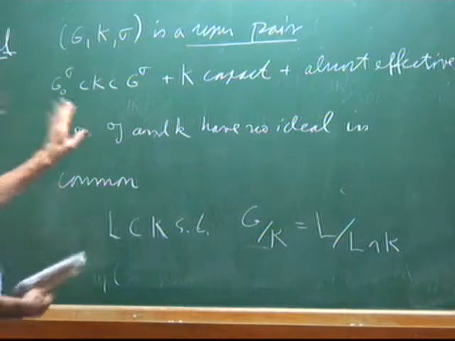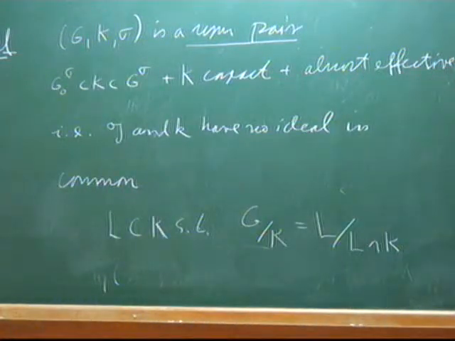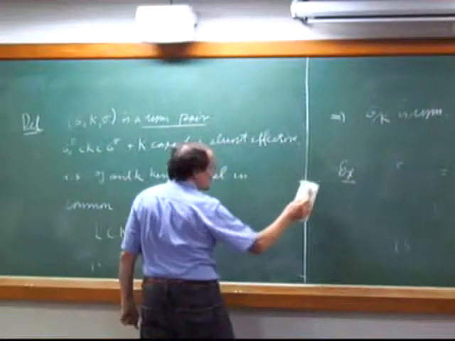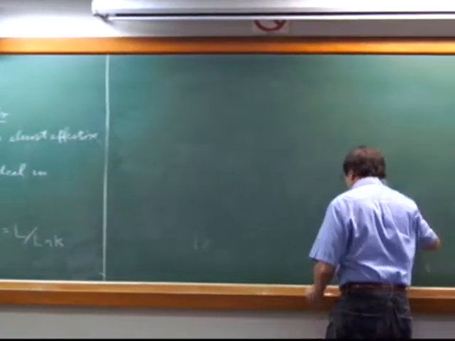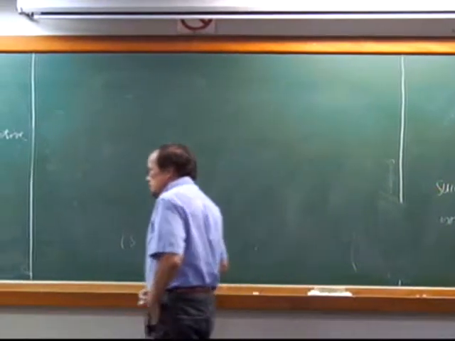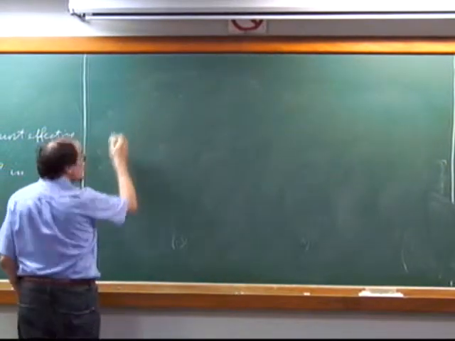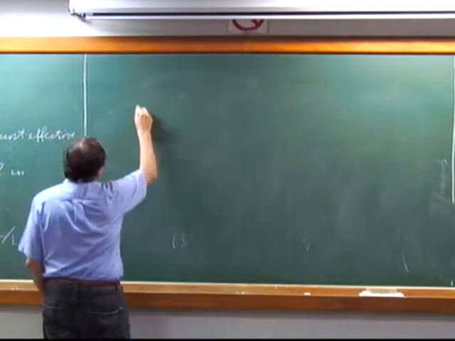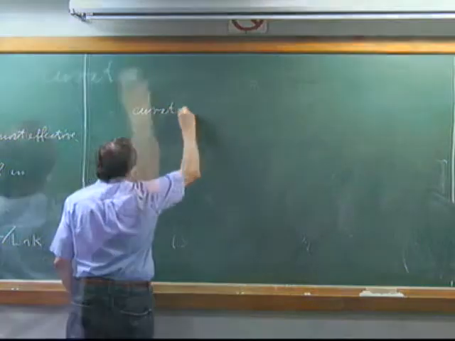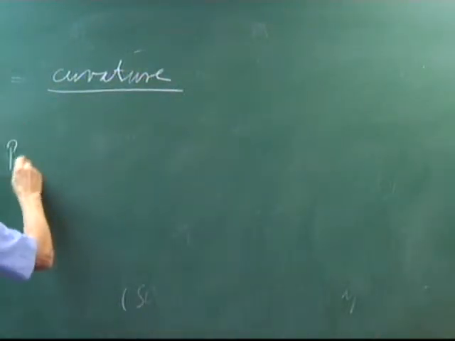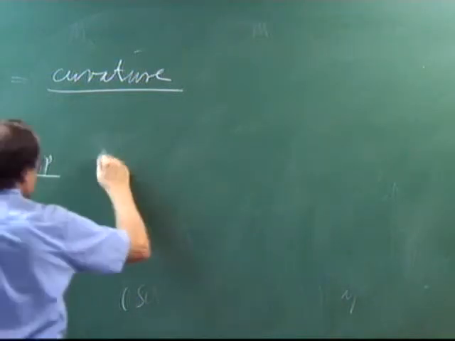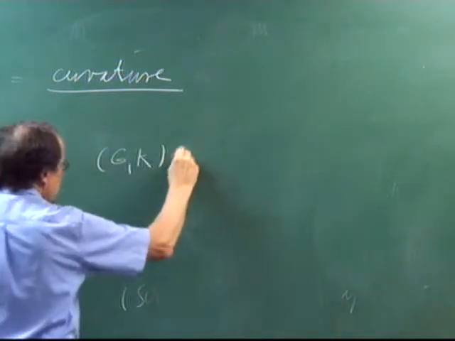Okay, so it is good to have this kind of terminology, symmetric pair. And often you leave the sigma away here. It's understood that there's an involution in the background. Okay, so the first thing I want to discuss is curvature of a symmetric space. So here I do assume a symmetric pair.